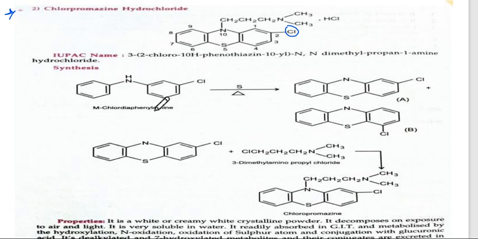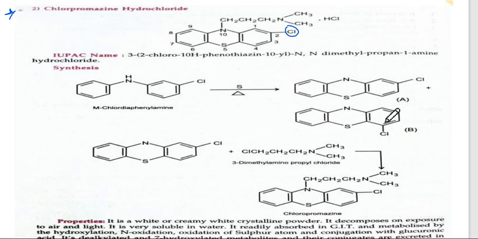We'll take m-chlorodiphenylamine. This is diphenyl, which is attached to an amine, and it has a chloro group at the meta position, so m-chlorodiphenylamine. We'll heat that with the help of sulfur, and it gives us two compounds. That is, the chloride will be attached at the meta position, or it will be attached at the para position, right? Two compounds it is giving.